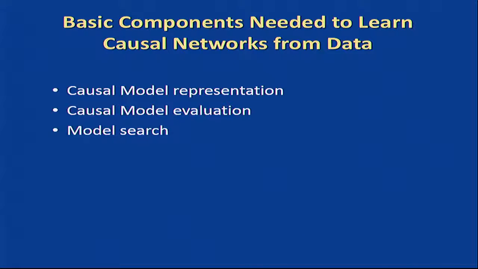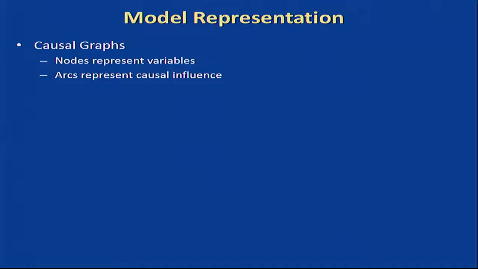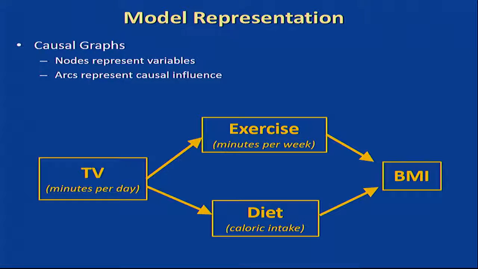Okay, so what are the basic components that you need to learn anything about causal networks from data? You need a representation of causality. You need a way to evaluate which causal models fare better against the data than others. I need a way to search the space of models like I told you before. So the model representation is the simplest possible one you could imagine. It's causal graphs, which are entirely qualitative, that have no quantitative information whatsoever, and they simply represent which variables directly cause which others, relative to the system of variables you're talking about.